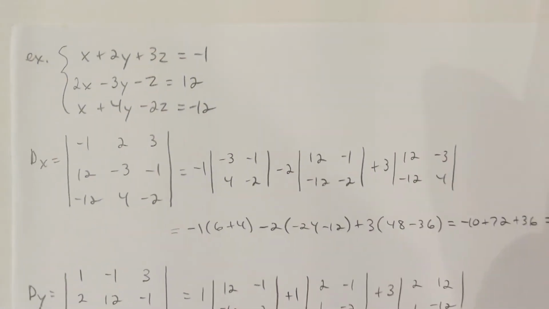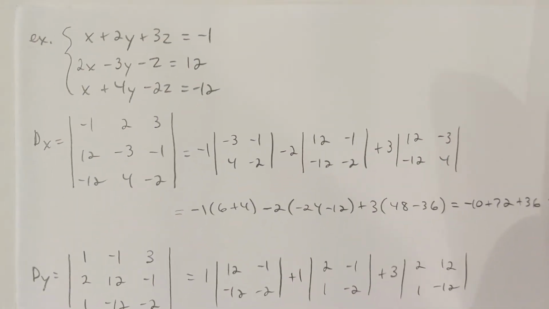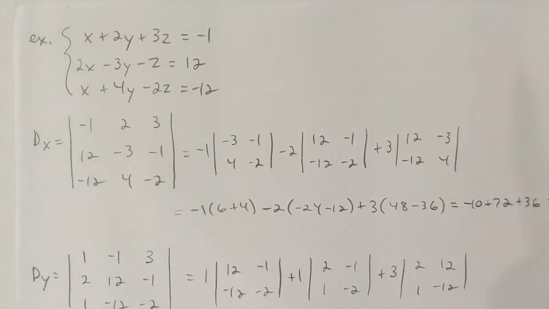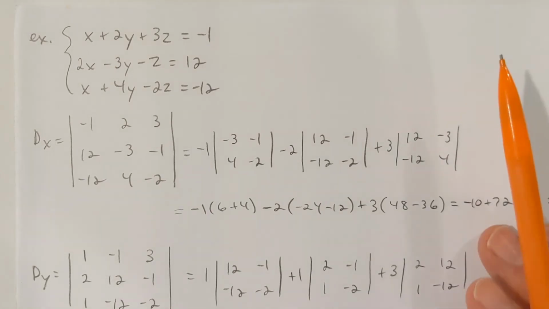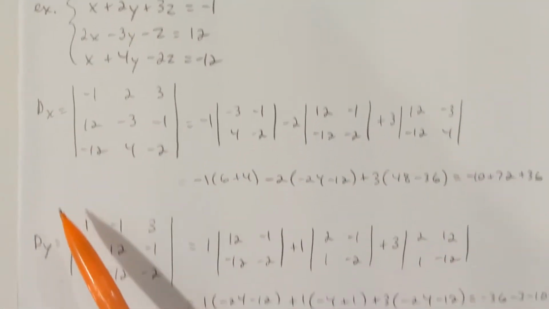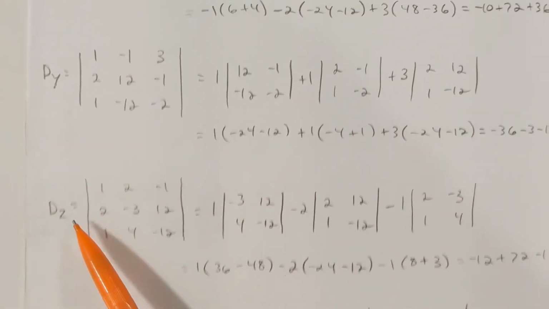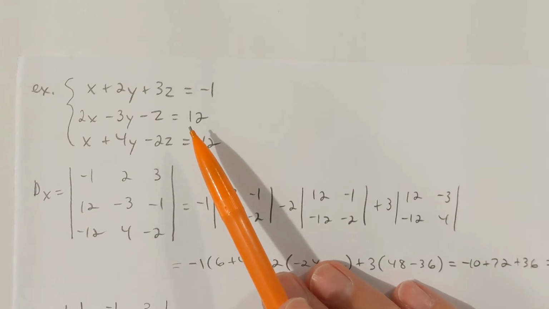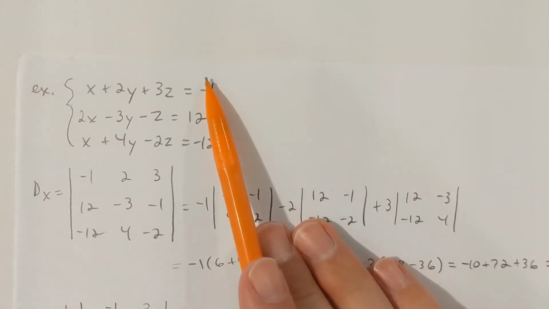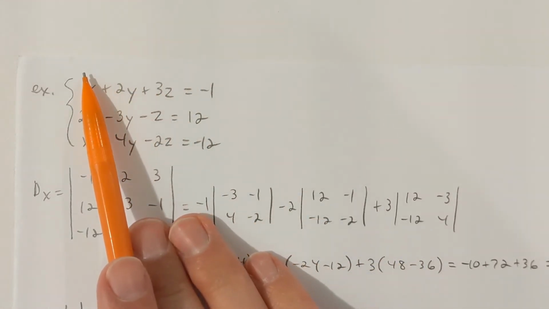Here's another example. This is using a 3 by 3. We're going to use Cramer's rule, or determinants, to solve the system. So in this problem, I'm going to have to find d sub x, d sub y, d sub z, and d. D sub x would be where I slide the coefficient column over to the x column.